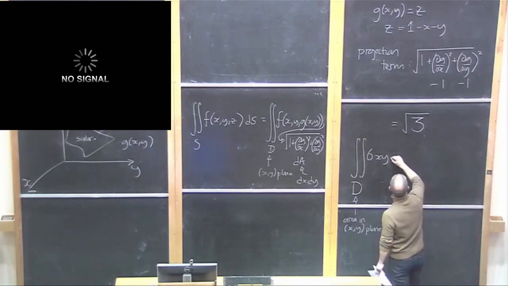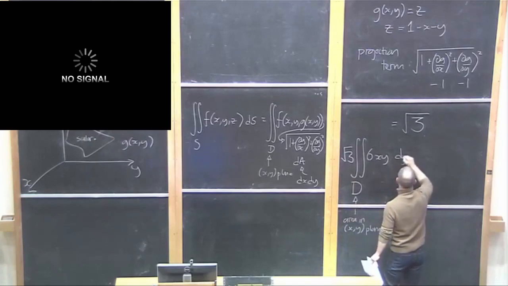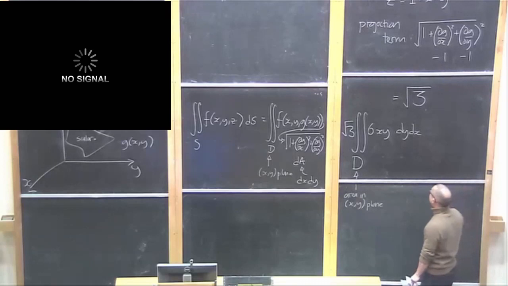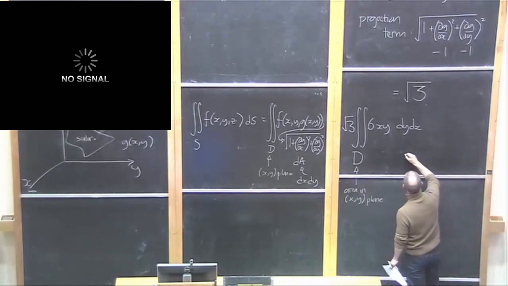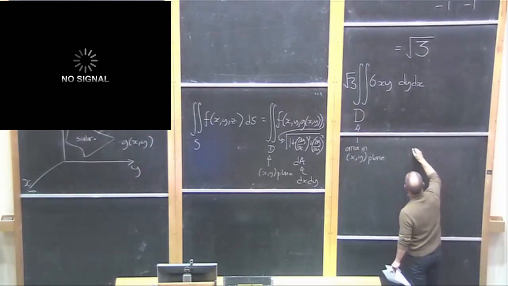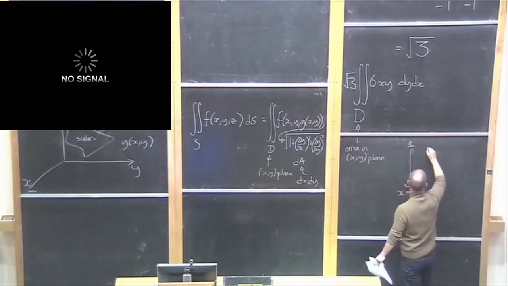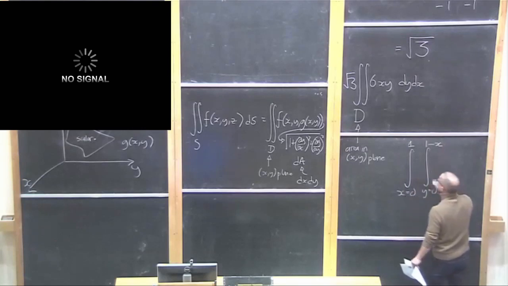We have our projection term, which is the square root of 3. We're going to integrate this with respect to dy and dx. And we need to work out what our limits are going to be when we project onto the xy plane. So our limits when we project onto the xy plane are going to be x goes between 0 and 1, and y goes between 0 and 1 minus x.